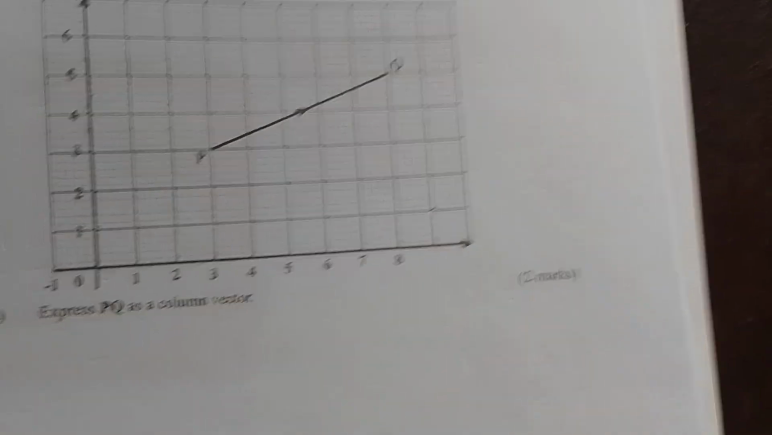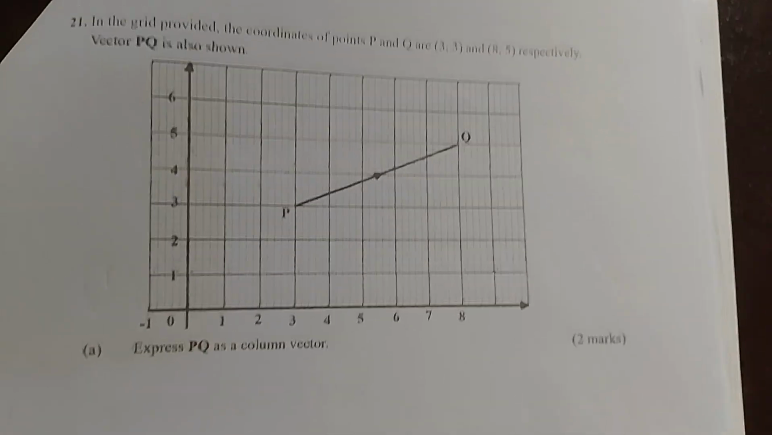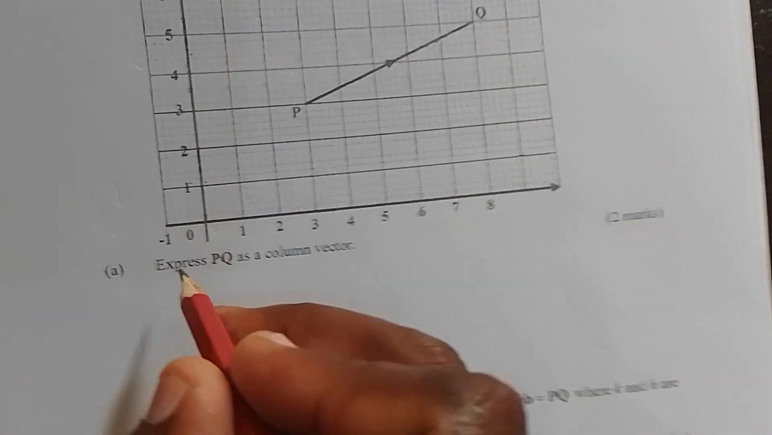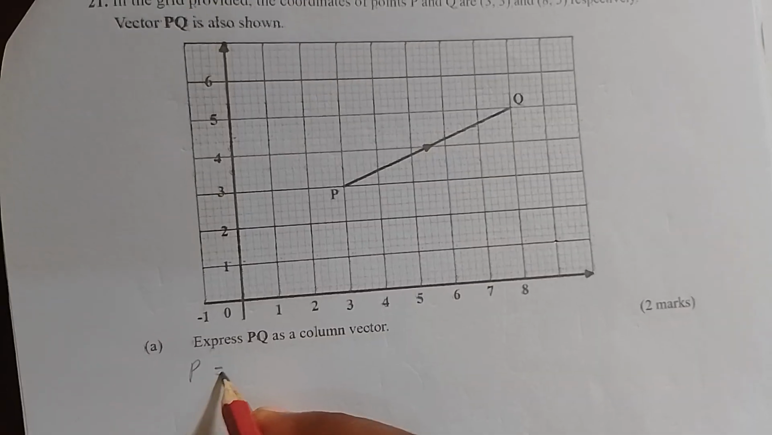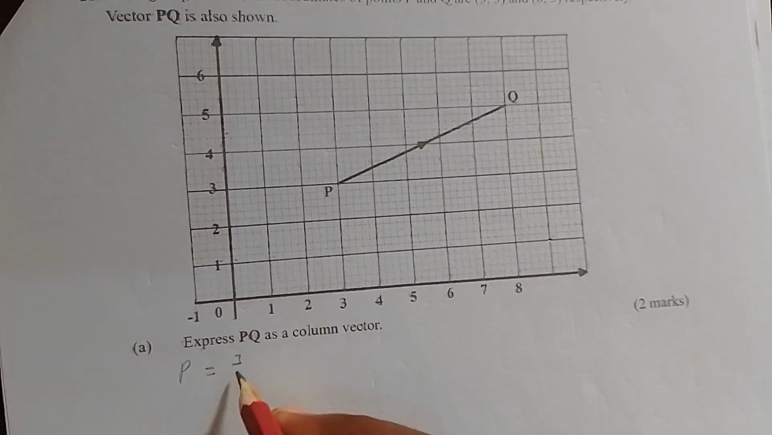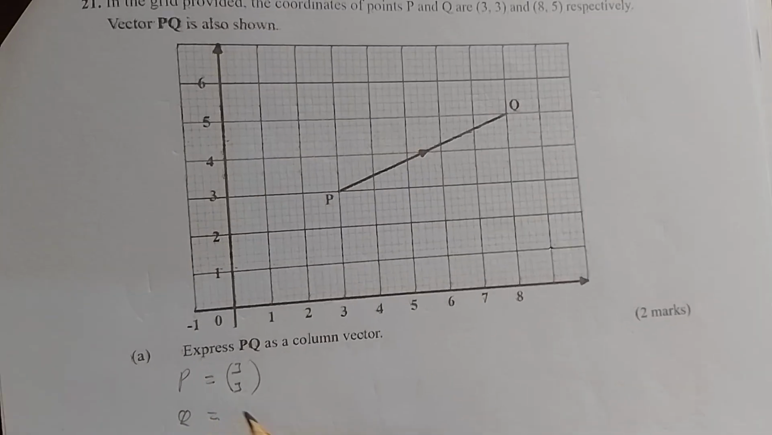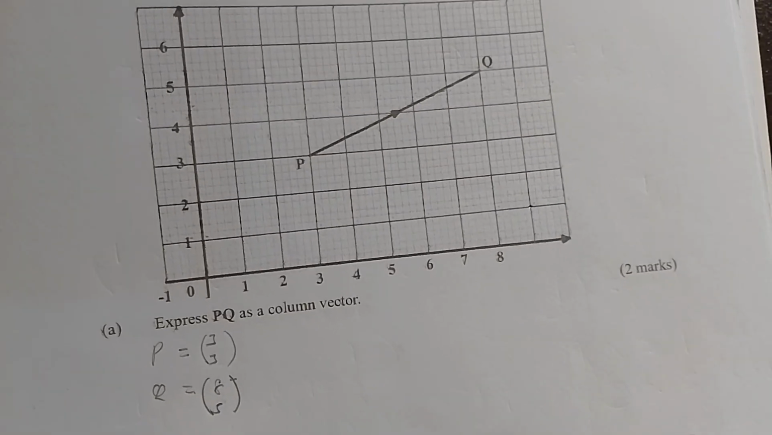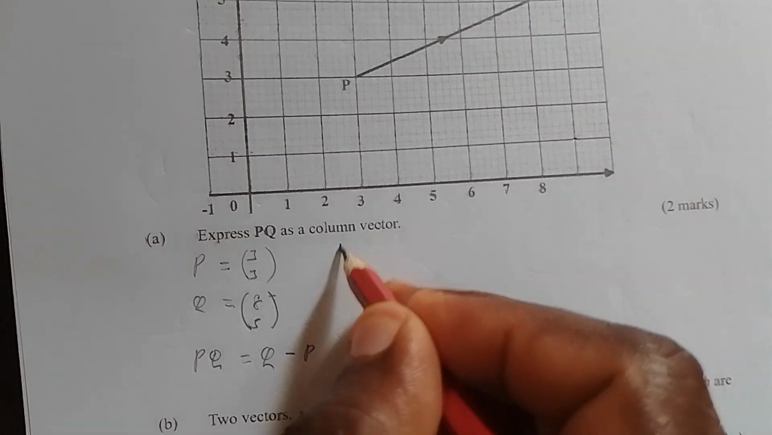Express PQ as a column vector. So learners, if we have P as (3, 3) and Q as (8, 5), in vectors PQ simply means we take Q minus P.